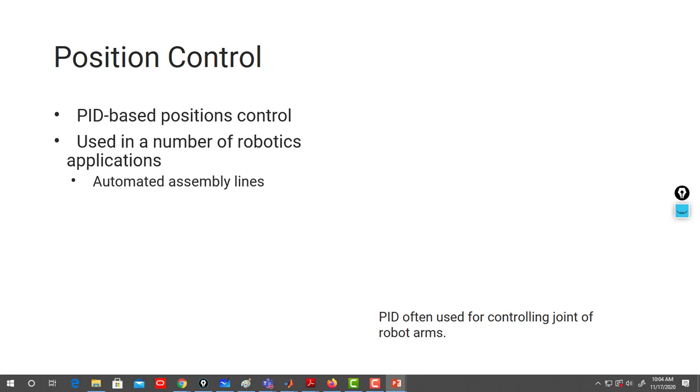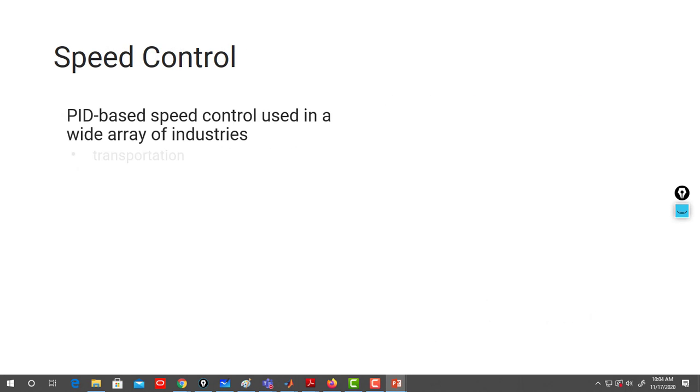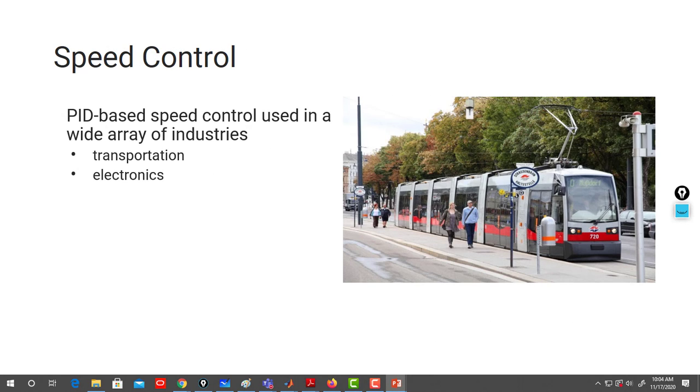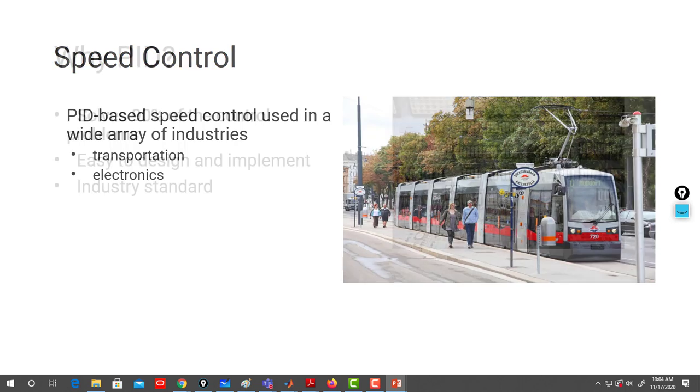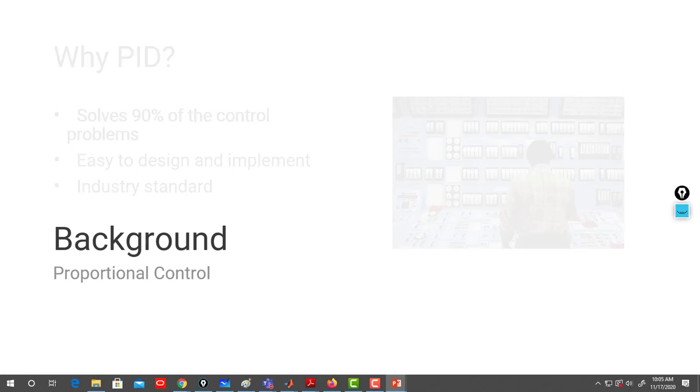Position control. I'm moving faster. You'll have the slide, like the application of speed control, for example, and why PID is used. It's easy to design and implement. It's the industry standard and solves 90% of the control problems.